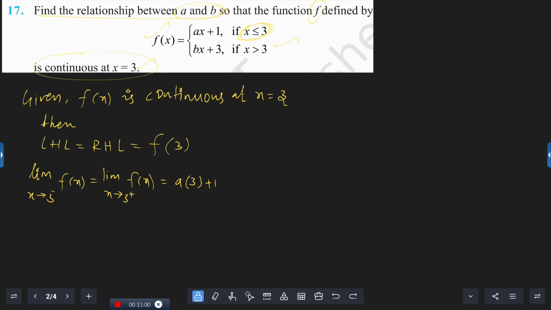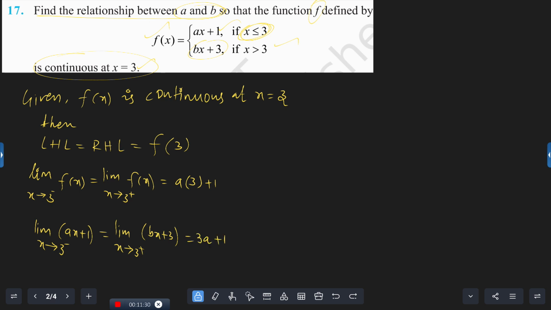Where is 3 and below? We have again first ax plus 1. So limit x tends to 3 minus f of x is ax plus 1, which is equal to, and here limit x tends to 3 plus f of x, right hand side approach 3 and above, 3 and above, what is that? Bx plus 3, which is equal to 3 into a, 3a plus 1.